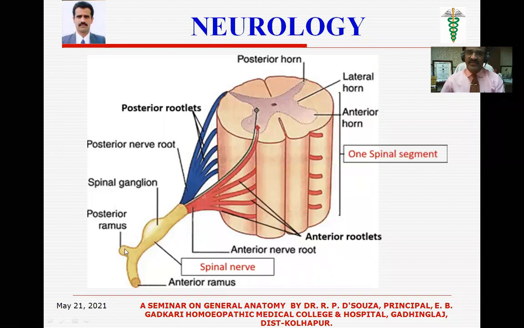And this nerve gets divided into two branches. Posterior ramus means dorsal branch, and anterior ramus means ventral branch. This much of study at least you should know very well on the tip of the tongue, because there is no excuse for this. Okay.